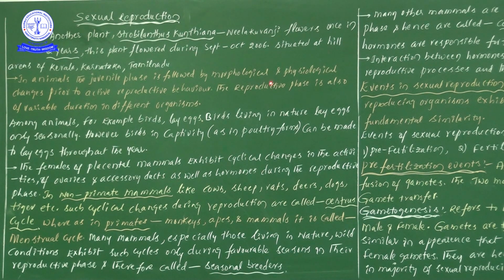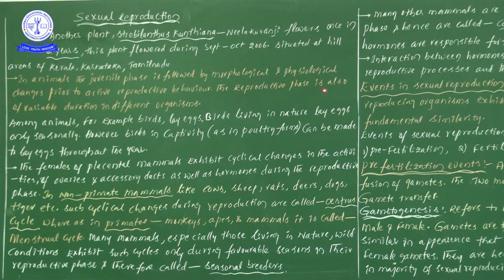Now in animals, after the juvenile phase, morphological and physiological changes follow. That means after completion of the growth of that particular organism, morphological and physiological changes happen. Because of these changes, it is prior to active reproductive behavior. So when the organism undergoes these changes, it is responsible for performing an active role in reproduction. Likewise, we can study some more information here.